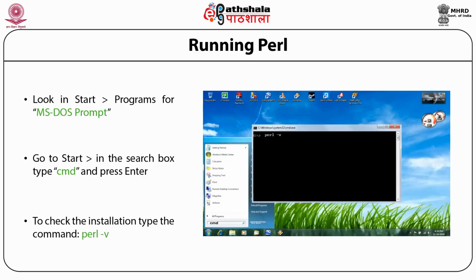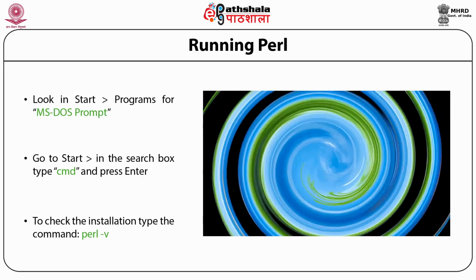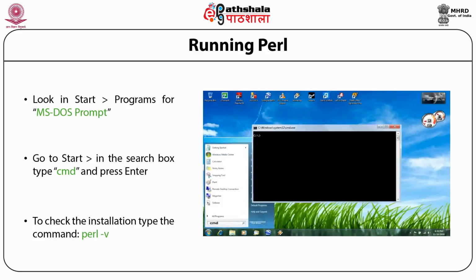Then, to check the status of the Perl, we need to type the command Perl -v. Here, Perl is written to call the Perl interpreter and -v switch is used to instruct interpreter to provide information about version of the Perl. After pressing enter, the information about Perl appears on the screen. If there is no such message appears at the command prompt, then it means that Perl is not installed properly in the operating system. Then we need to again install Perl.